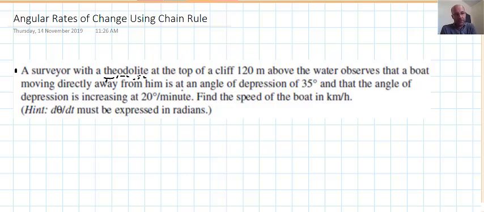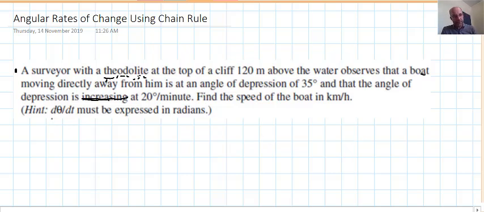So a surveyor with a theodolite at the top of a cliff, 120 meters above the water, observes a boat. That boat is moving away from him at an angle of depression of 35 degrees, and that angle of depression is increasing. Now there's a flaw in this question. I'll show you in a minute, it's actually decreasing, at 20 degrees per minute. Find the speed of the boat in kilometers per hour.